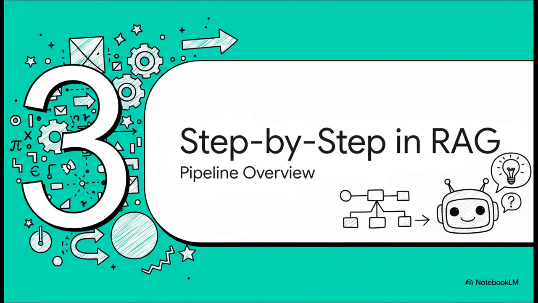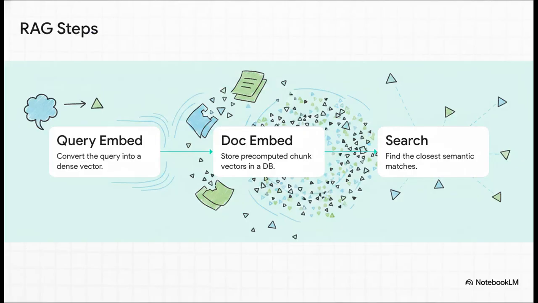Let's look at part 3, step-by-step in RAG. So how do we take this beautiful math and actually build a real-world application? In a Retrieval Augmented Generation, or RAG system, it all boils down to 3 core steps. First up, offline document embedding. You take all your company's data, chunk it up into smaller pieces, embed those pieces into vectors, and stash them in a vector database.